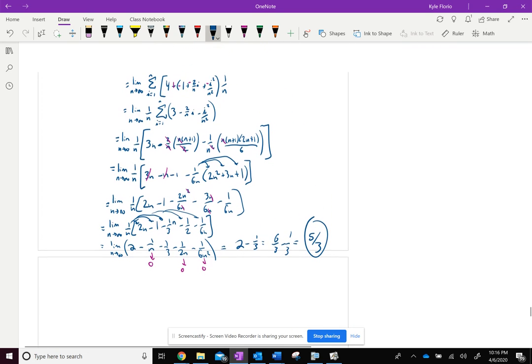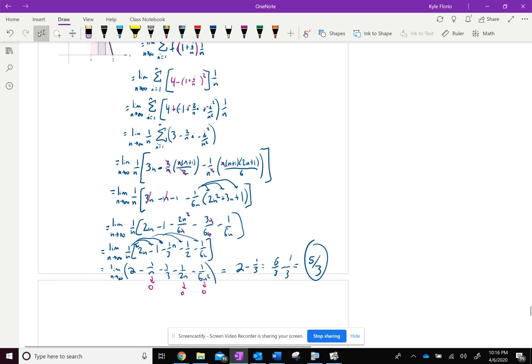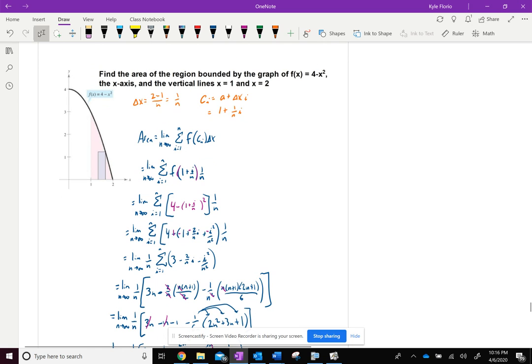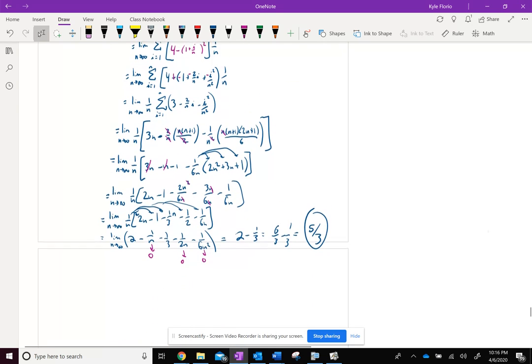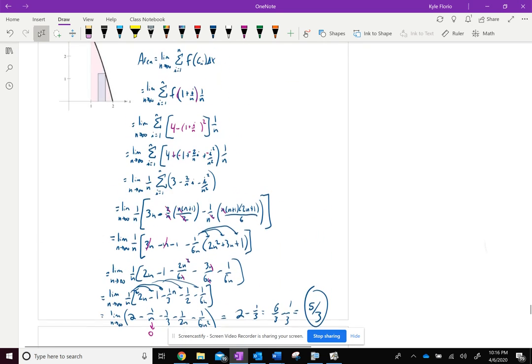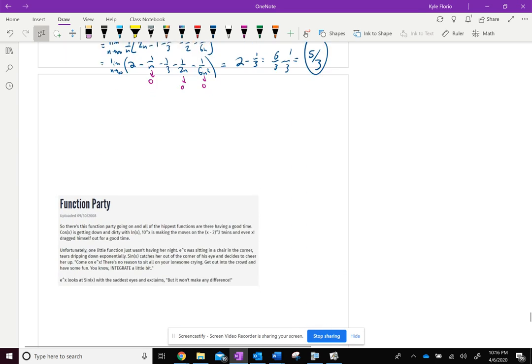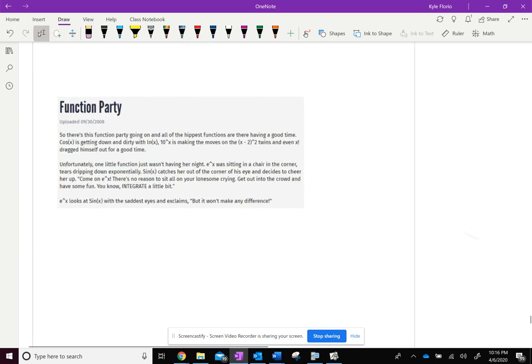See if you guys got 5/3, or 1 point... whatever, 5/3. 1 point, that's 1.6 repeating? I don't know. Anyways, a lot of work to find the area under a curve. And I know what you're all saying to yourself, Mr. Florio, if there is only an easier way, what was the whole point of that whole antiderivative stuff? Well, that's all for section 5.2, area.